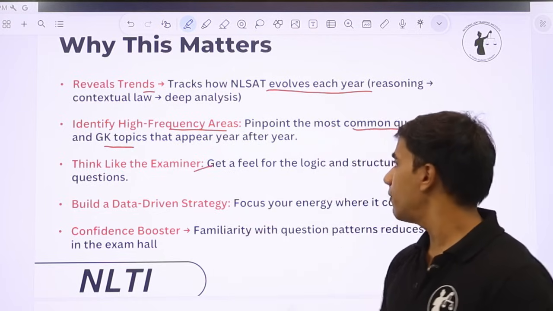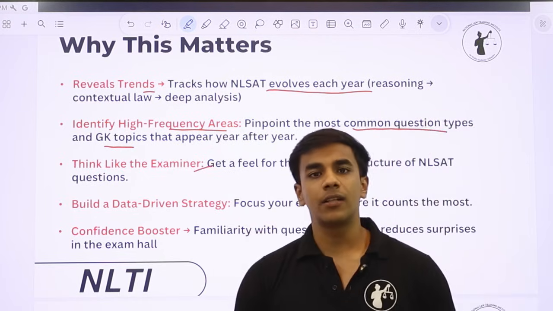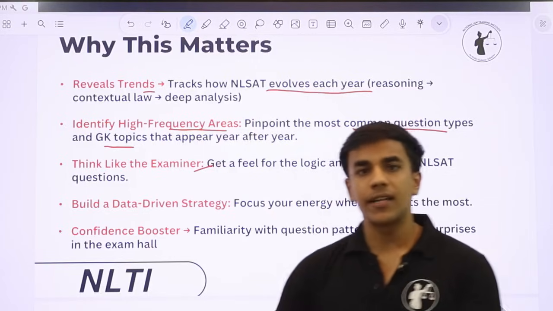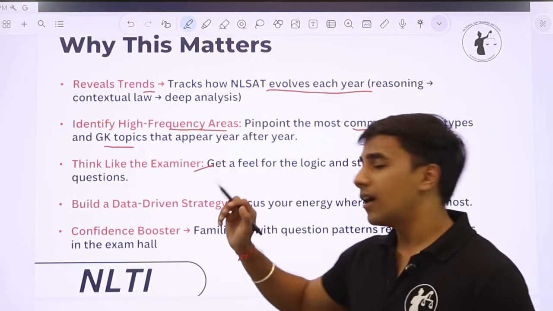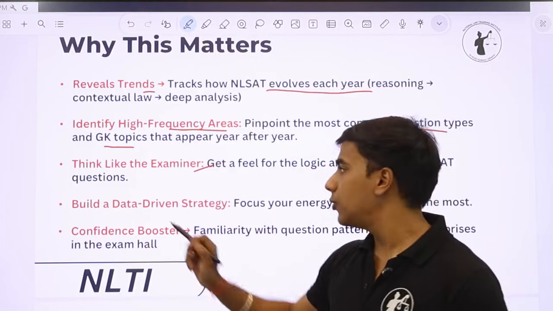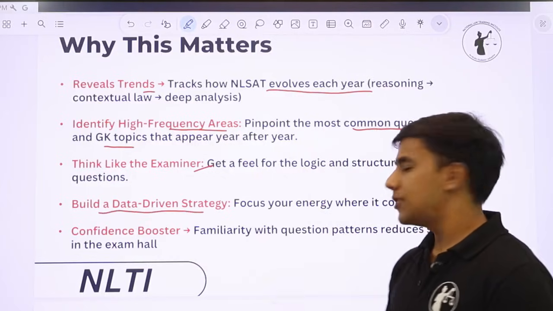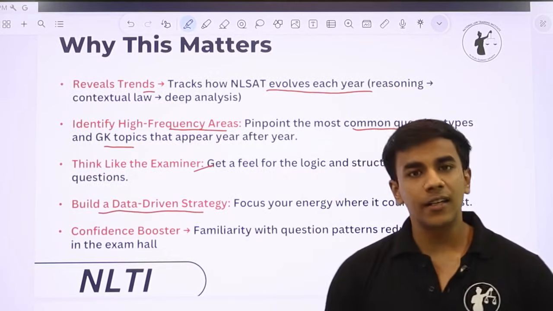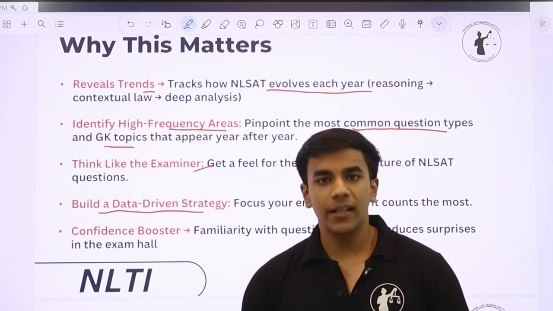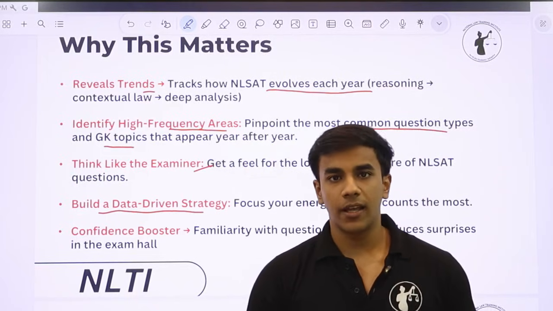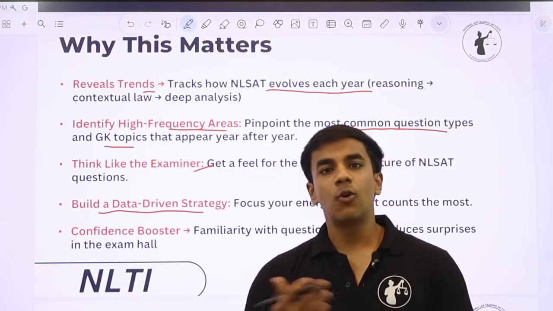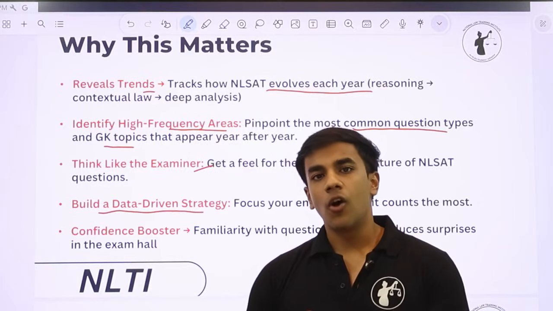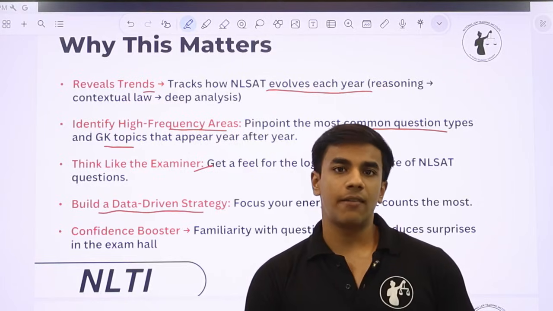Think like the examiner: we get to know the logic that the examiner is looking for when they are setting up the paper. After discussing the PYQ, we will build a data-driven strategy. We will focus our energy on the areas only where it is required. Random news नहीं पढ़ेंगे, random compendiums नहीं पढ़ेंगे, random websites नहीं पढ़ेंगे. We'll only focus our energy on the most important things that are relevant for NLSAT.